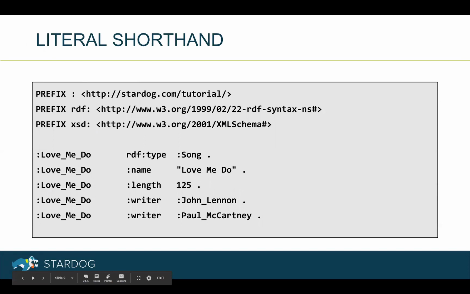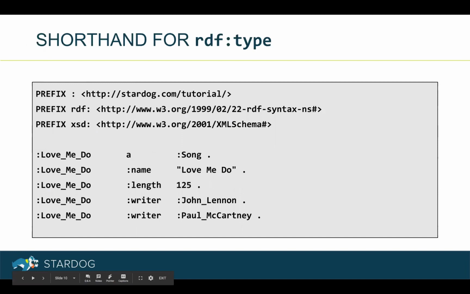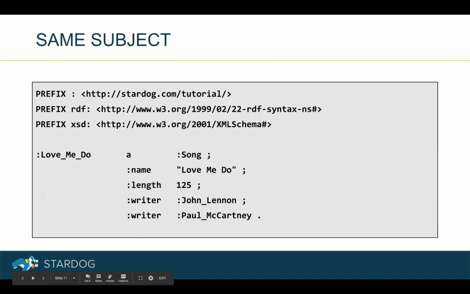RDF type is an incredibly common predicate that allows us to state that an entity belongs to an RDF class, or in this case, Love Me Do is a song, so we can shorten this to just A. Now you might notice that the subject of all 5 of these triples is Love Me Do. We don't have to repeat it all 5 times. By ending lines 1 through 4 with a semicolon instead of a period, we can ignore the subject of the next triple because it's the same. So this, along with some indentation purely for aesthetics, makes things a little bit more readable.